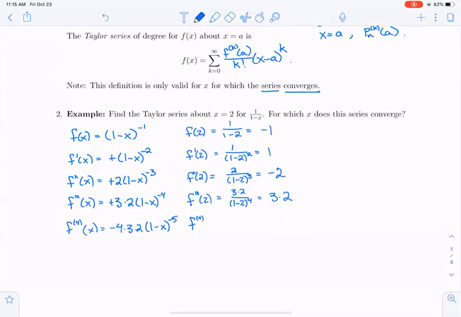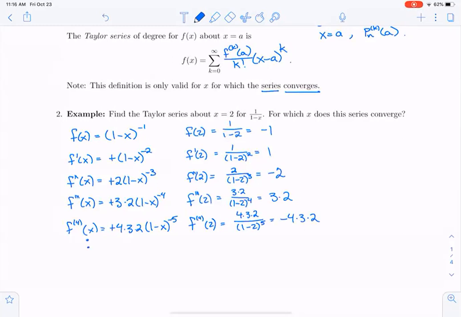That fourth derivative at 2 is actually going to be -4 times 3 times 2. Oh, sorry, that's a positive 4 times 3 times 2 because of the chain rule again. And then that's a 1 minus 2 to the 5th power on the bottom. So 1 minus 2 to the 5th power, that's going to be -1. So I'm going to get -4 times 3 times 2.